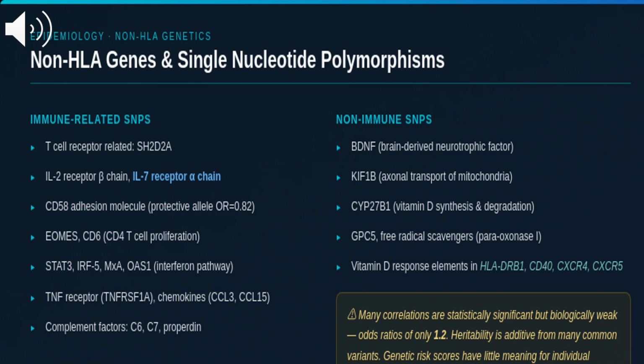For clinical counseling, the available genetic risk scores have little meaningful predictive value for an individual patient asking about their child's risk. Heritability is distributed across many common variants, each with individually small effects. The cumulative genetic risk is meaningful at the population level, but not actionable for individual clinical decisions.